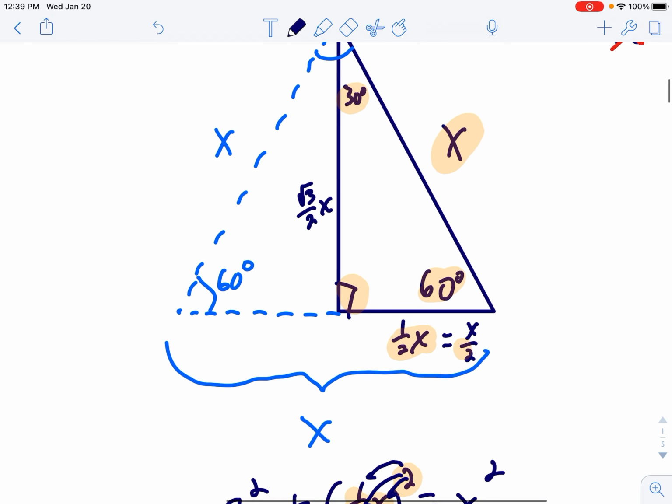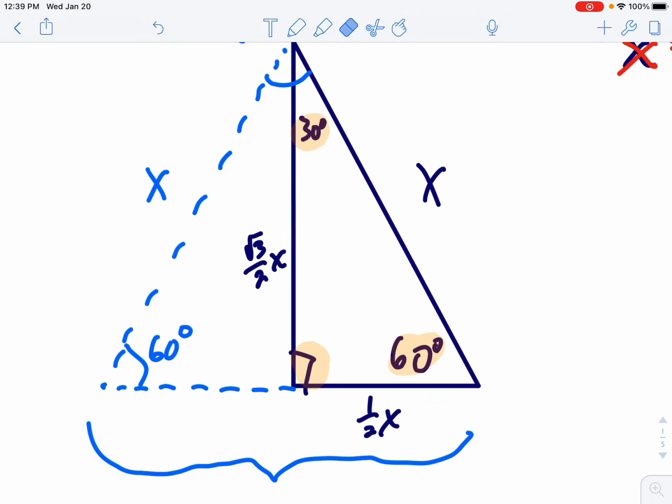So let me make this a little simpler. There's this side I'm just going to call 1/2 x. You could call it x over 2 if you wanted to, but there. So now what we have though is a right triangle. It's the special 30, 60, 90. And all three sides can be expressed as x instead of a, b, and c for leg, leg, hypotenuse.